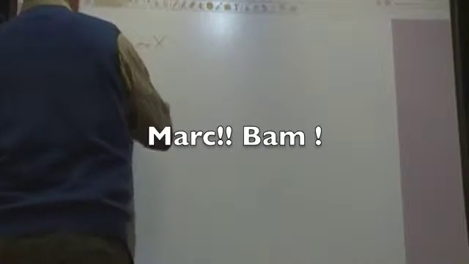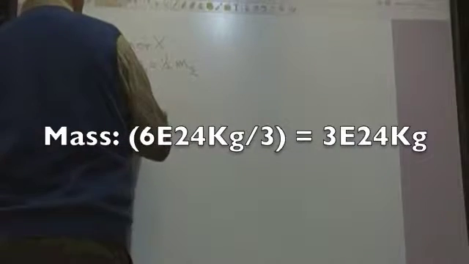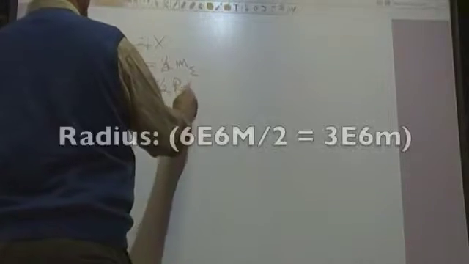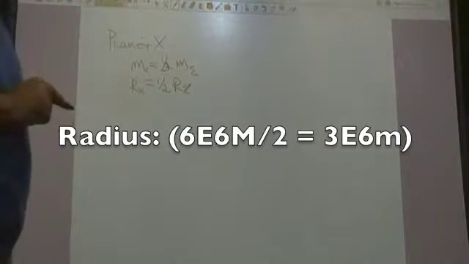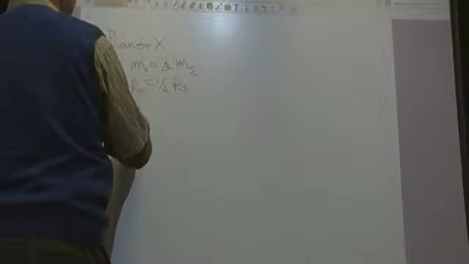Planetary motion, satellites. Let's say I've got planet X, with geosynchronous orbits. It has a mass 1/3 the mass of Earth. It has a radius 1/2 the radius of Earth. I would like to put a satellite in geosynchronous orbit.